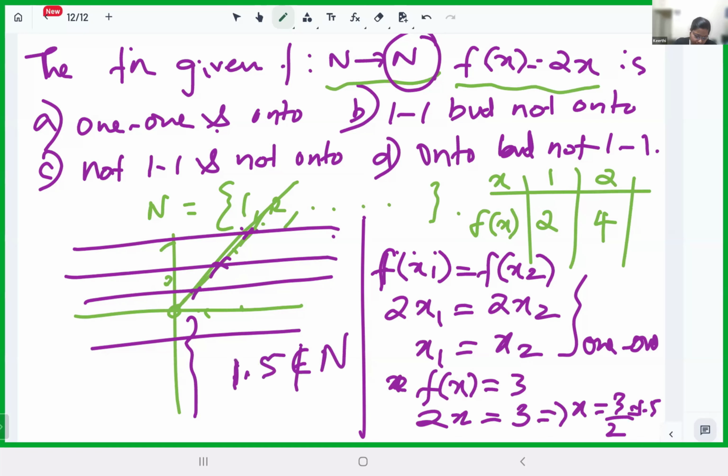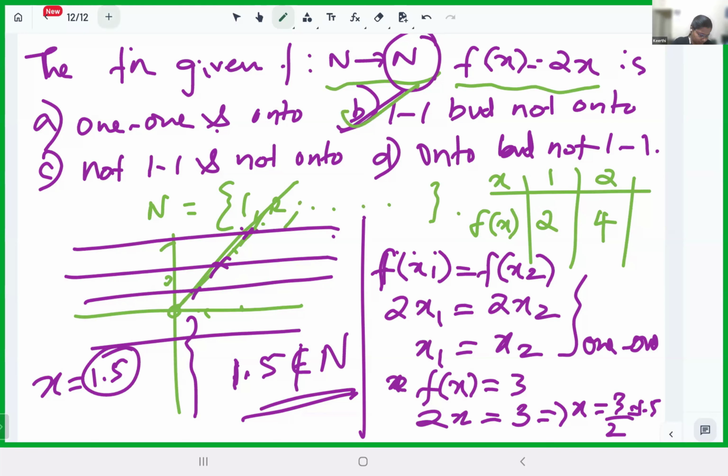So we can say that it is not onto, since not every element in the natural numbers has a pre-image. X is equal to 1.5 doesn't belong to N. It doesn't have a pre-image. So the function is not onto. So it is 1-1, but it is not onto. Is there any option like that? Yes, option B. All right, the answer is B.